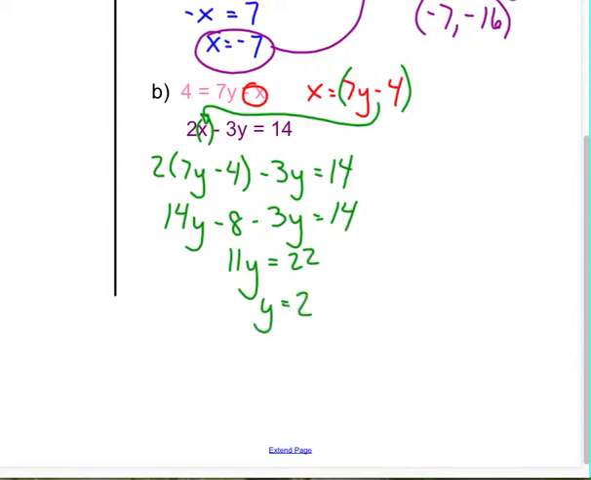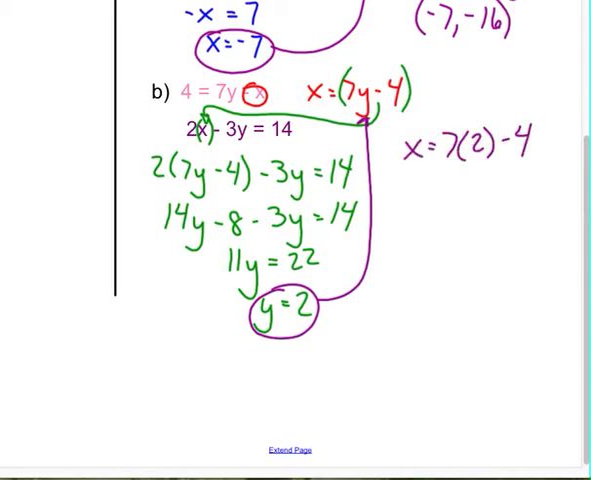Now I need to solve for x. Since x is already solved for in my red equation, I'm going to go ahead, substitute 2 for y. And again, it's just a matter of multiplying and subtracting. 7 times 2 is 14, minus 4 is 10. So my solution is 10, 2.